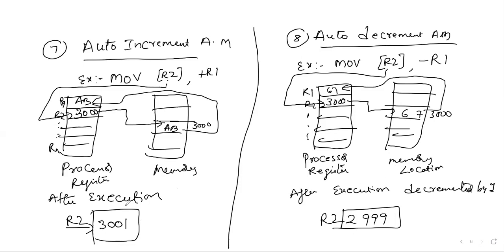So these are the total addressing modes of a processor. We have discussed 8 different addressing modes: immediate addressing mode, direct addressing mode, register addressing mode, register indirect addressing mode, index addressing mode, relative addressing mode, and auto increment and auto decrement addressing modes. These are the total 8 addressing modes.